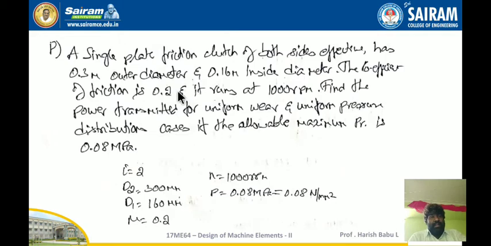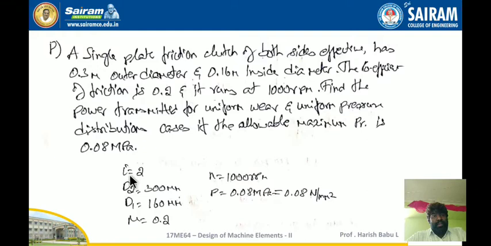Next we take up another problem. A single plate frictional clutch, both sides effective, has a 300 mm outer diameter and 160 mm inside diameter. The coefficient of friction is 0.2. It runs at 1000 rpm. Find the power transmitted for uniform wear and uniform pressure distribution cases if the allowable maximum pressure is 0.08 MPa. In this case they have already given d1 and d2, so there is no need to calculate d1 and d2 again.